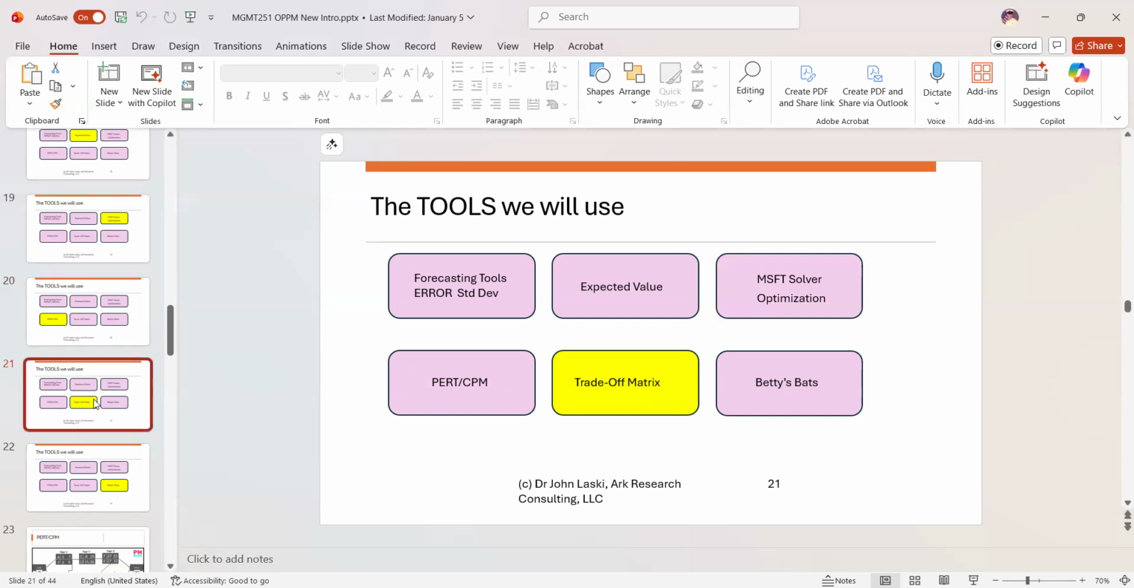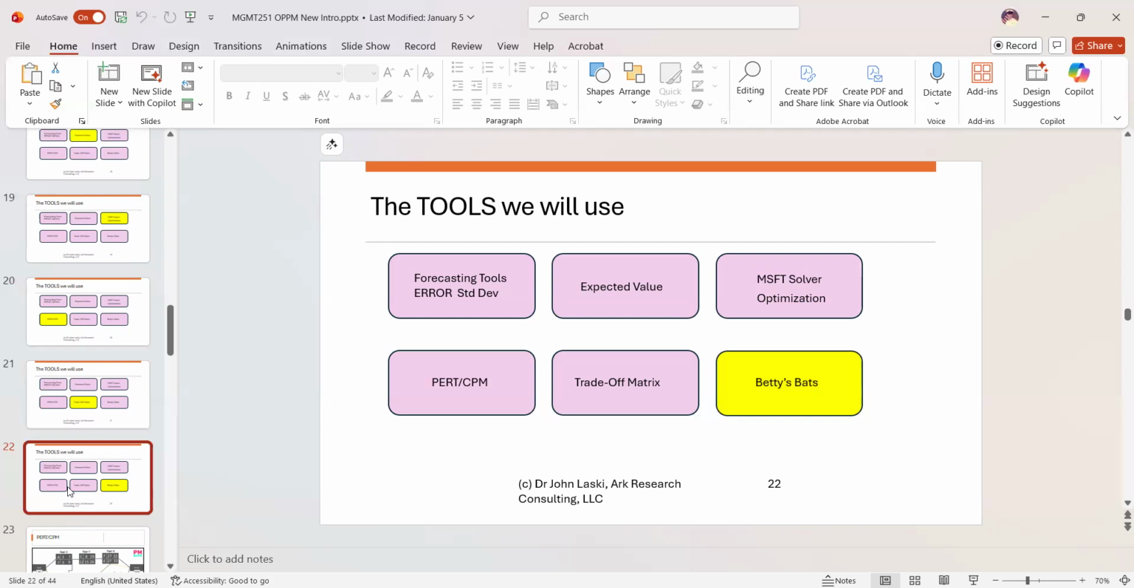The trade-off matrix, because again, it's always the relationship between cost and other things. Remembering that in OPPM, the triple constraint is always present. It's omnipresent. And the triple constraint, in a very street way of saying it, is time, money, and specifications. And we'll talk at great length about that.